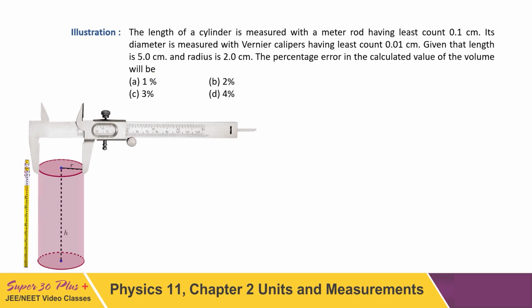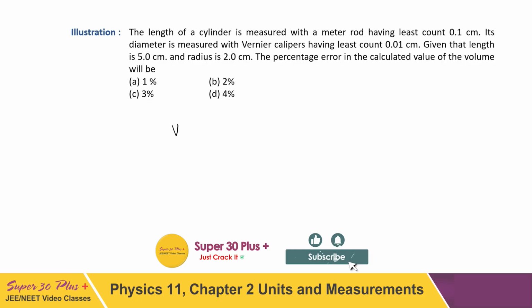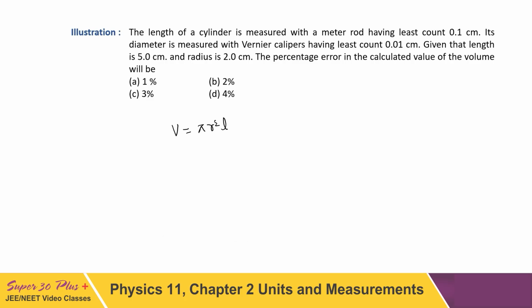How to calculate percentage error in volume. As we know, the volume of a cylinder we can write as V equal to pi r square L. So the percentage error in volume will be delta V by V into 100 equal to, now this pi is a numeric constant, so it is not to be included while writing relative or percentage error. Then delta V by V into 100 will be equal to 2 delta R by R multiplied with 100 plus delta L by L multiplied with 100.